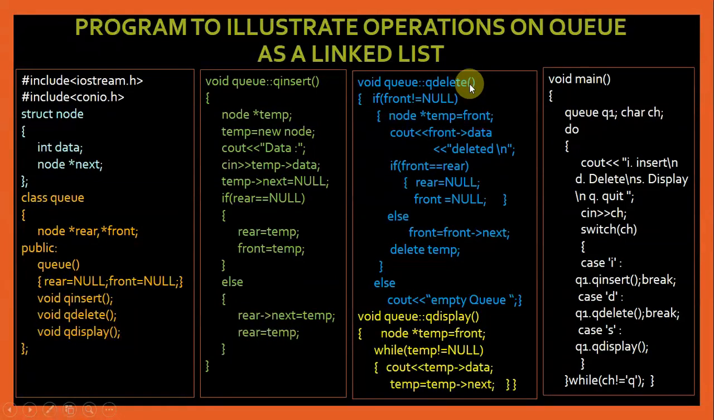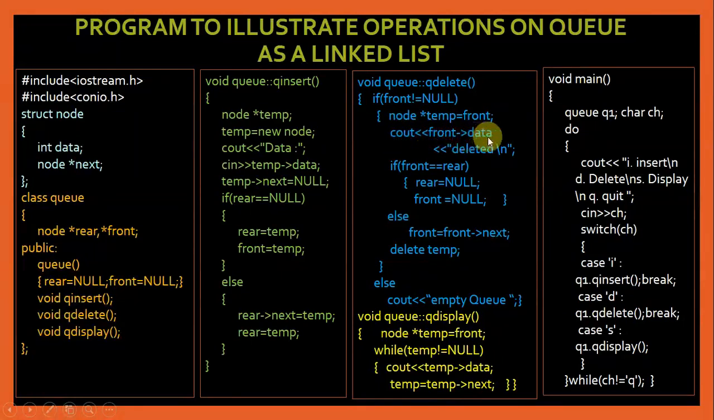Then for deleting, we will check if front is not equal to null, because if front is null, it means the queue is empty. You can see here else queue empty. So in the empty queue, we cannot delete any node. So if front is not null, then we will store the address stored in front to some temporary pointer variable, which is of type node itself.